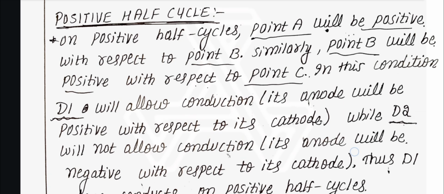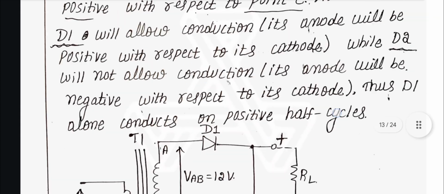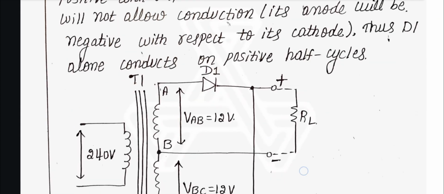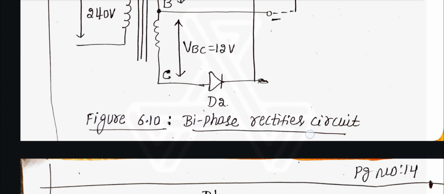Positive half cycle. Point A will be positive with respect to point B. Similarly, point B will be positive with respect to point C. In this condition, D1 will allow conduction, while D2 will not, as its anode will be negative with respect to its cathode. Thus D1 alone conducts on positive half cycles. Transformer A, B, C, T1, D1 and D2. VAB is 12 volts, VBC is 12 volts, RL, 240 volts AC supply. Biphase rectifier circuit.